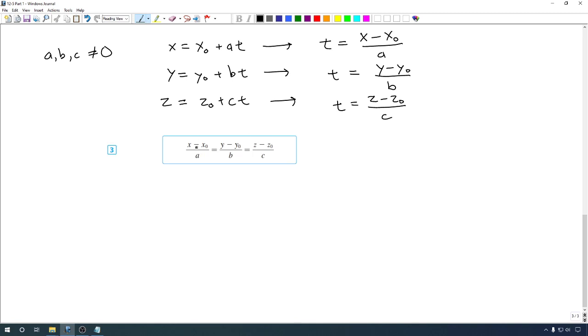Well, I say equation, but technically what we have here is two equations. You could say leave off the z minus z naught over c part, and we have one equation here. And then we can leave off the x minus x naught over a part and just have this equation here. You could say, well, maybe set the first one equal to the last one, but if we have those first two that I mentioned, then the third one has to be true anyways. But this is called the symmetric equations of the line.